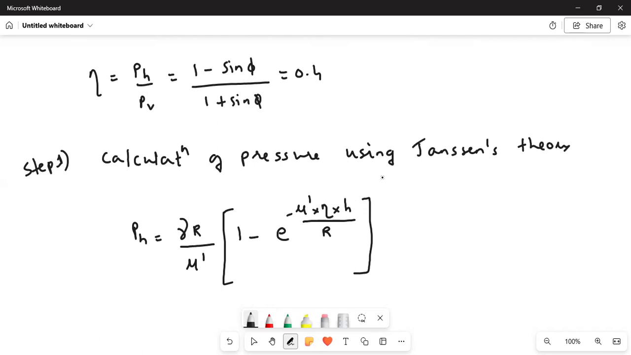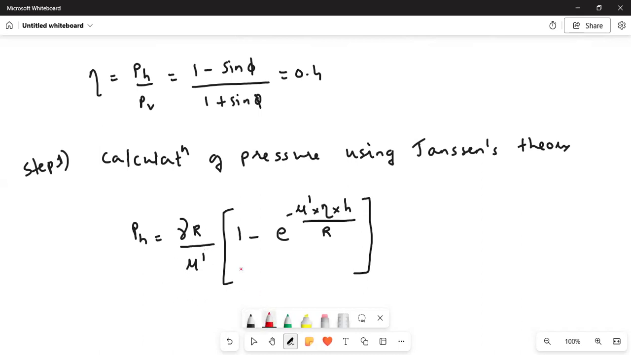So first understand what is there in the formula. Gamma is the density, R is the hydraulic mean depth, mu dash is the coefficient of friction, and here H is the height of the cylindrical portion of the silos. If you are calculating horizontal pressure in case of hopper bottom, then height will increase. So when you're designing the side wall, then this height is the height of the cylindrical portion.